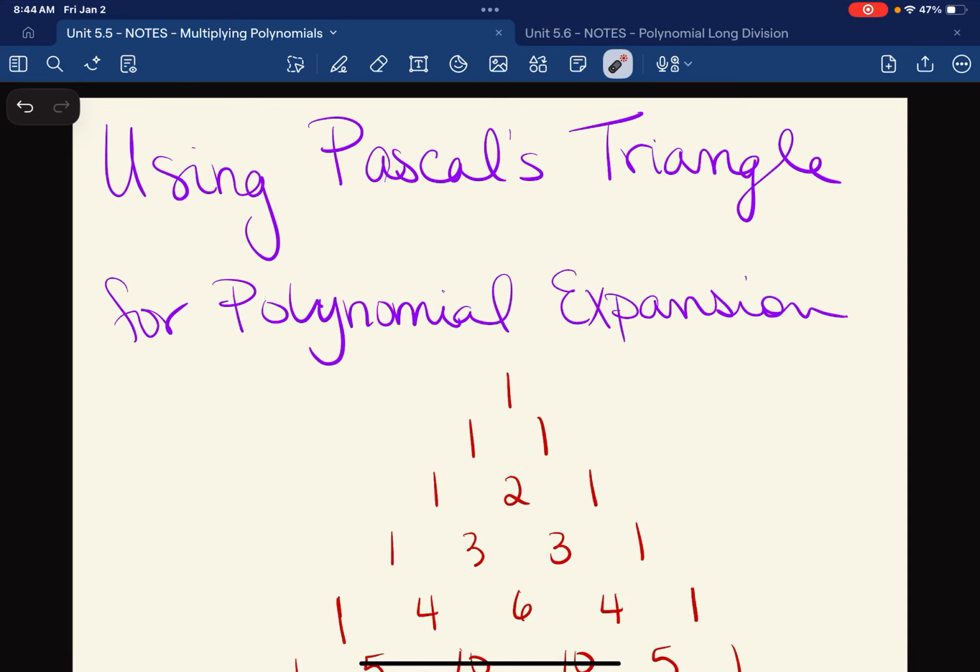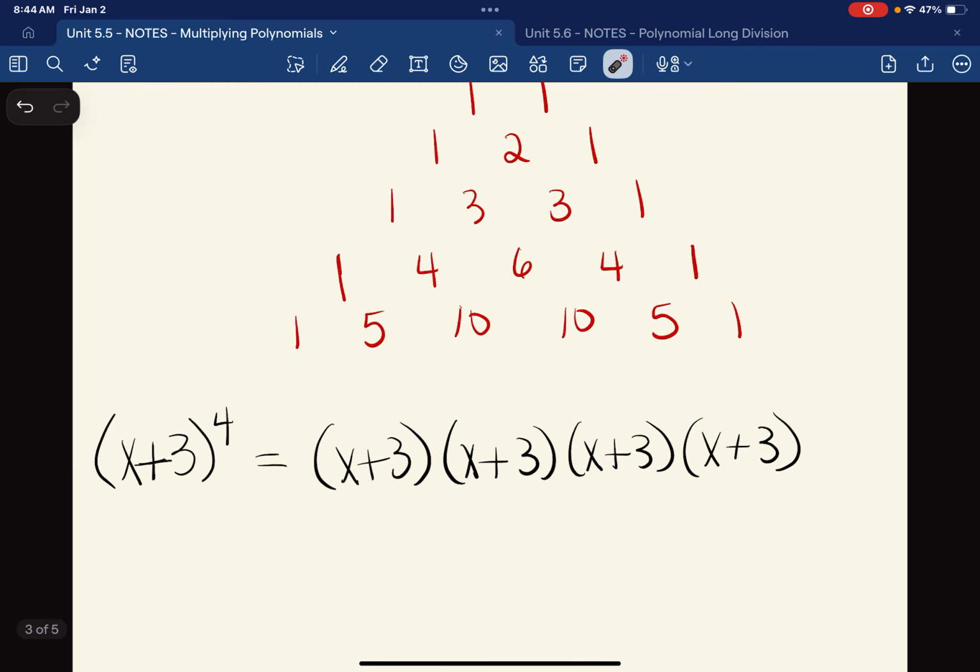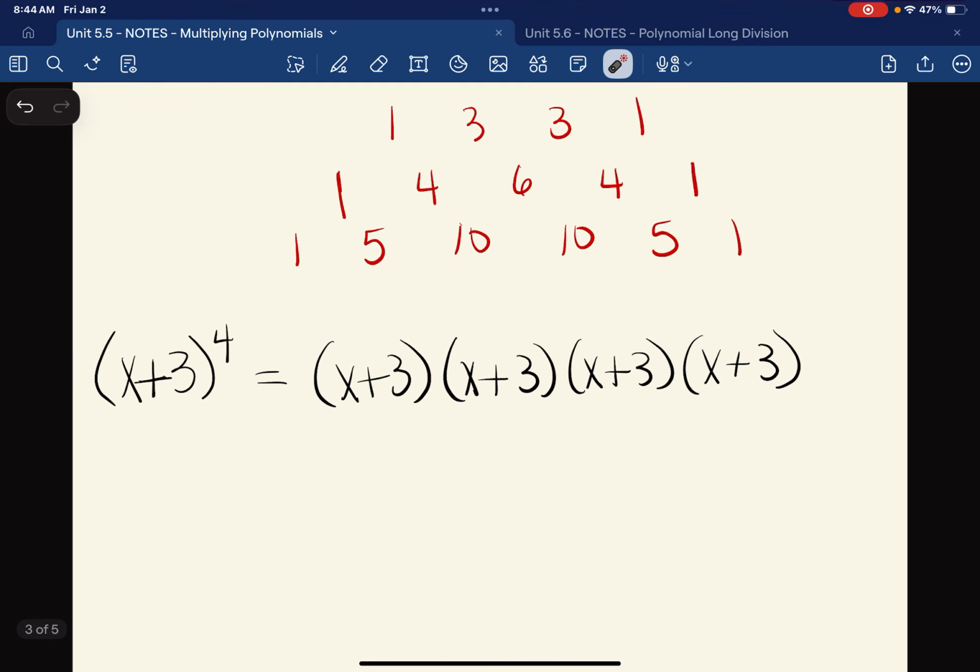All right, using Pascal's triangle for polynomial expansion. What in the world is polynomial expansion, first of all? Well, if I give you a problem that says (x + 3)^4, and I tell you to expand it or multiply it out, you would be multiplying this binomial times itself 4 times.